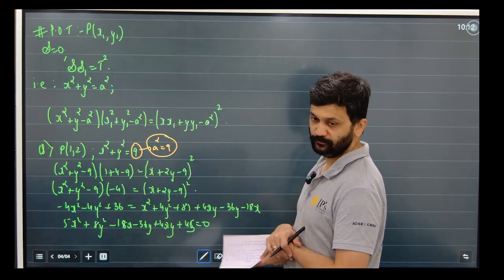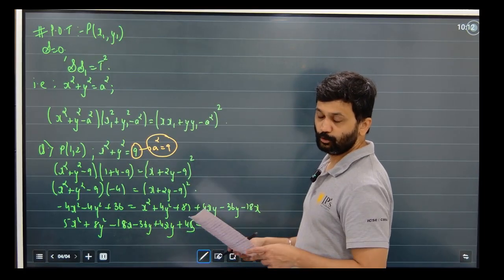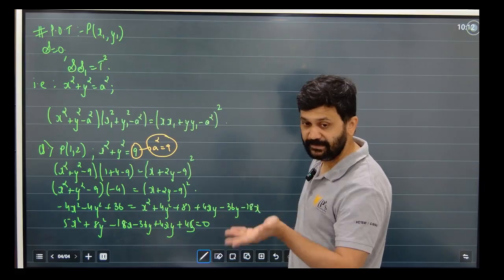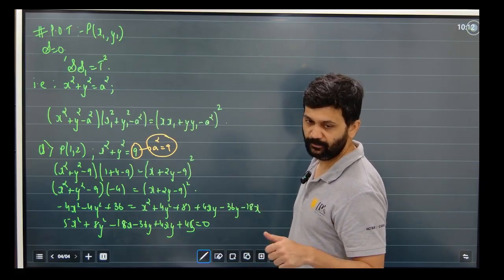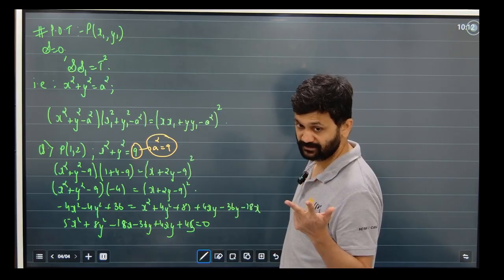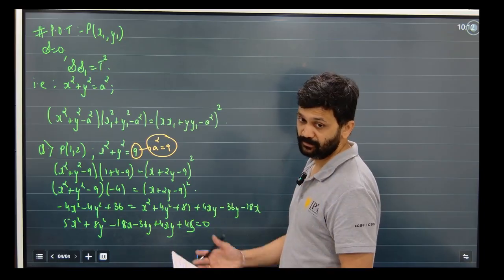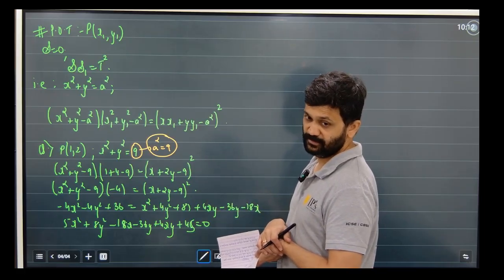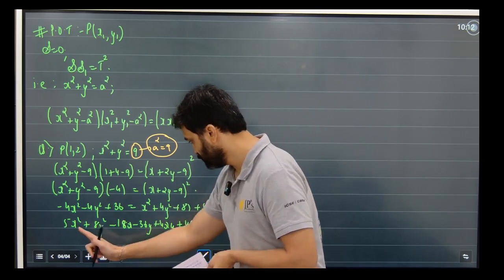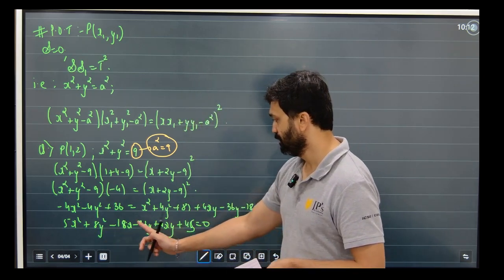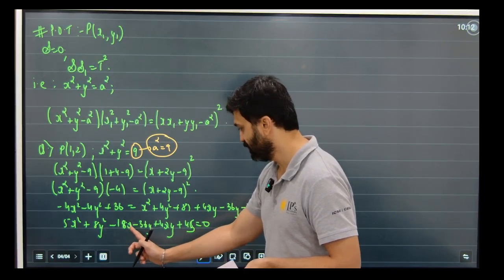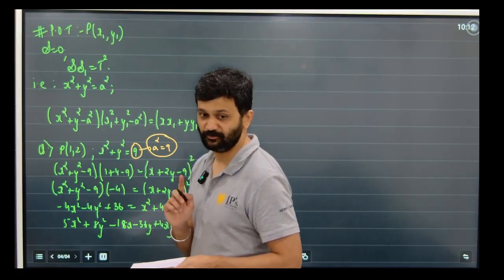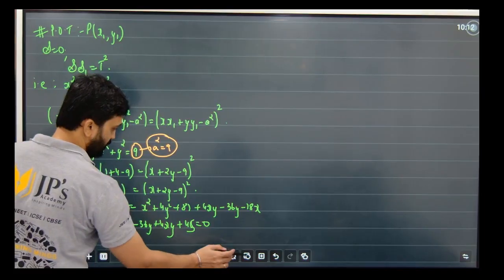Because there are two tangents, one tangent has a linear equation in x and y, and the second tangent also is linear in x and y. If you multiply, you'll get x square, y square, xy, x, y and a constant. That is the pair of straight lines, ax square plus 2hxy plus by square plus 2gx plus 2fy plus c is equal to 0. This is the combined equation of pair of tangents that we have done in straight lines.